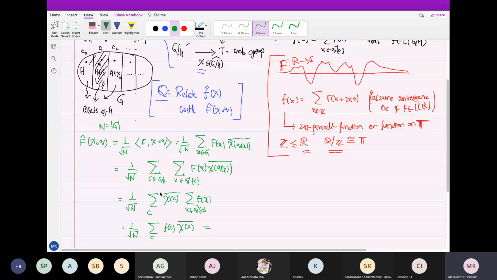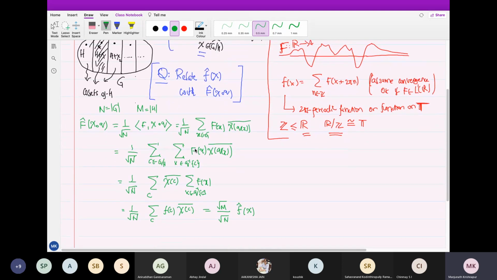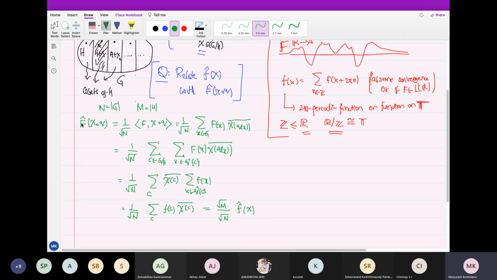But what is this? Let's give some name: M is the size of H, suppose. Then I should have divided by square root of m to get f hat. So I'll just write this as square root m over square root n into f hat of chi. So this is the relationship, okay, this is not the Poisson summation formula yet. So this is the relationship between the Fourier transform of capital F and the Fourier transform of small f.